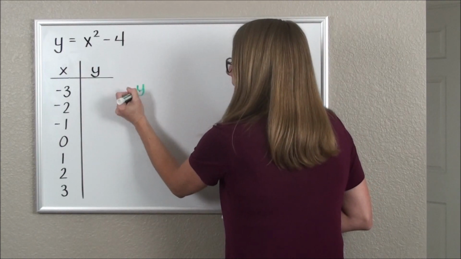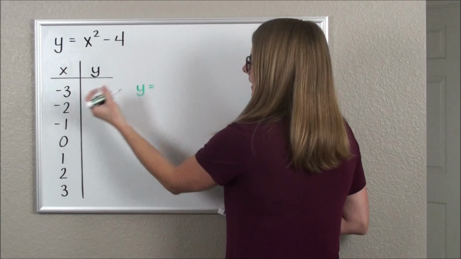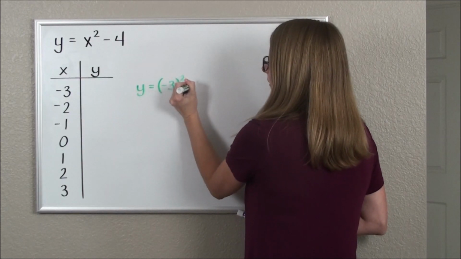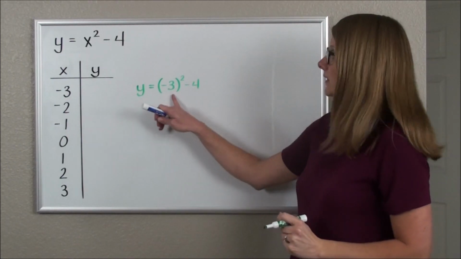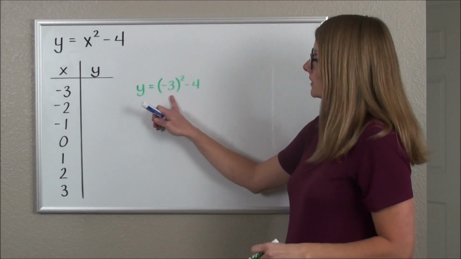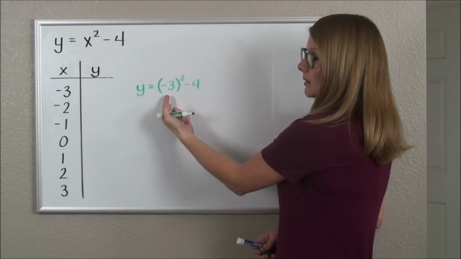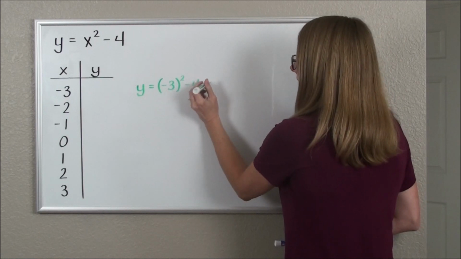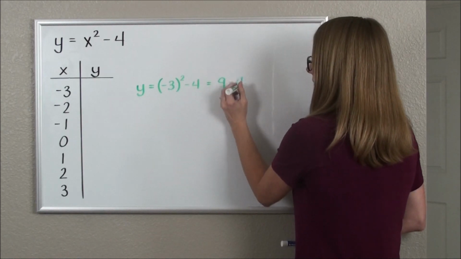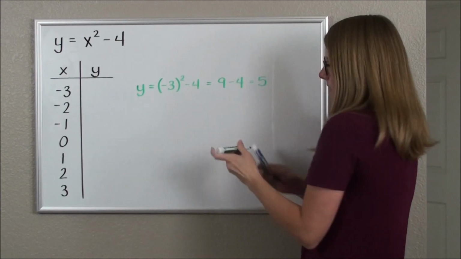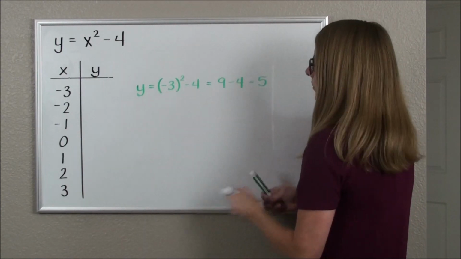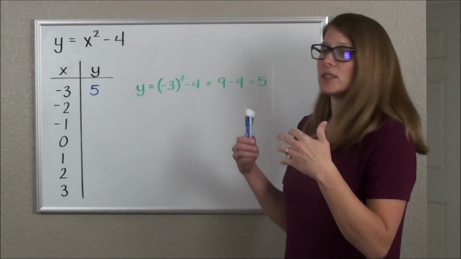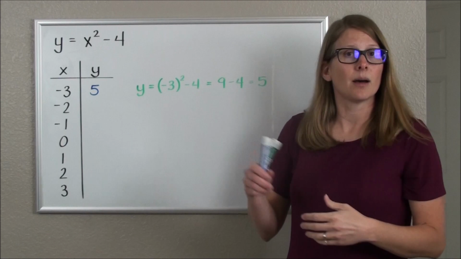And for the first row of my table where x is -3, I will plug in a -3 for x. And remember that whenever you plug something in, you should be putting parentheses around it. In this case, it makes a difference. What I'm squaring is not just the 3, but the entire -3. -3 times itself is positive 9, and 9 minus 4 will give me 5. So this is telling me that when x is -3, y is 5. That now corresponds to a point on a graph, (-3, 5).